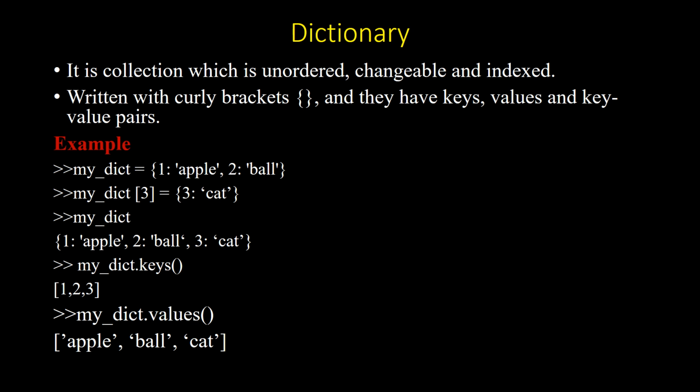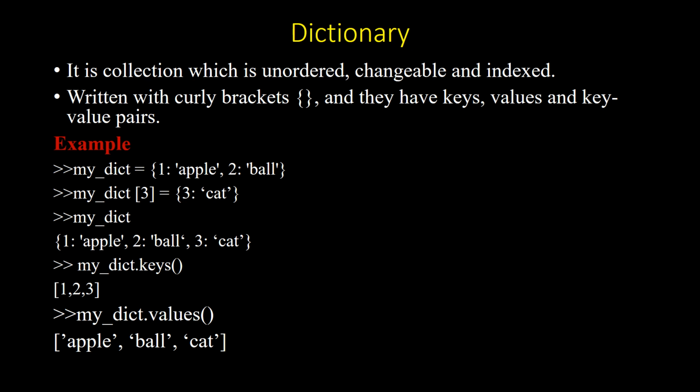The next one that we are going to see is the dictionary. It is a collection which is unordered, changeable and indexed. It can be written with curly brackets, and they have keys, values and key-value pairs. I have declared a variable called my_dictionary. In this I have mentioned the dictionary values: the first key, colon, its value. Then the next key is 2, colon, the next value is ball.